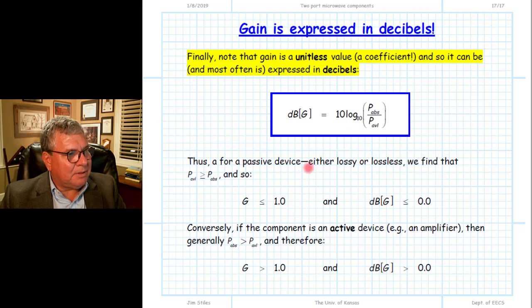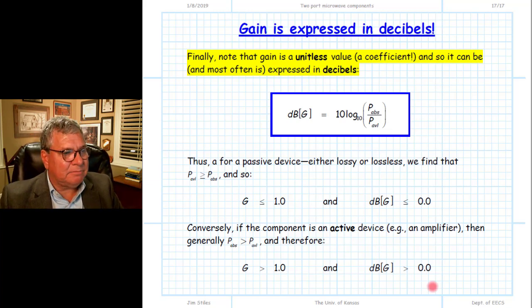If we have a lossy or lossless device, then we find that the gain is always going to be less than 1. And so in decibels, we find the gain will be less than 0. In other words, it'll be negative. When we express the gain of a lossless or lossy device, the gain is going to be negative. If we have an active device, such as an amplifier, we might have a situation where the power absorbed is greater than the available power. In that case, the gain, when expressed with the decibel operator, is a positive value. And we'll talk more about gain later. I'm sorry, decibels later.